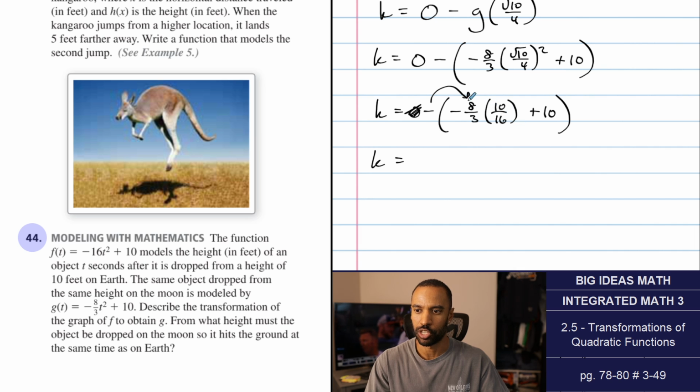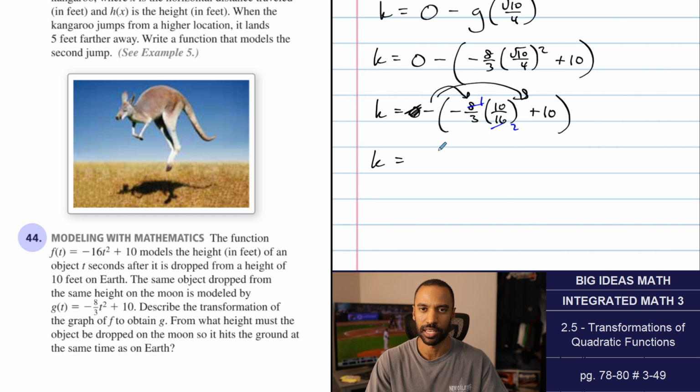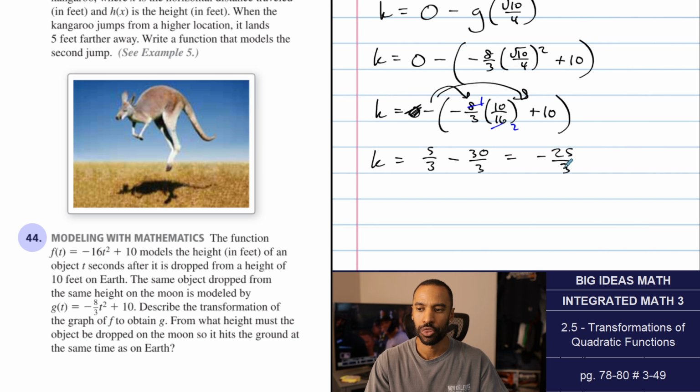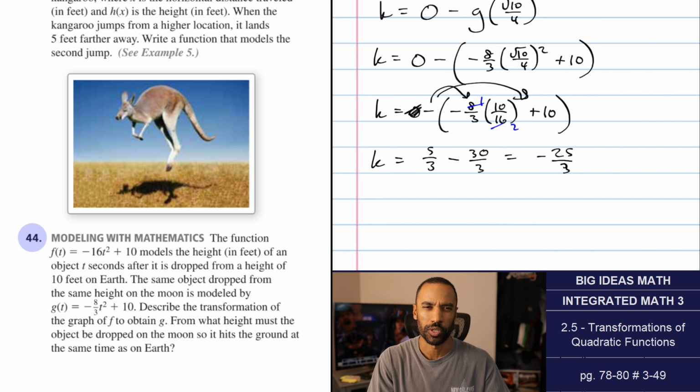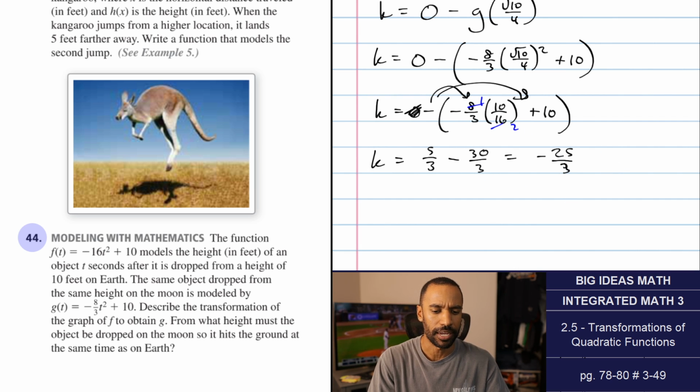Distributing a negative turns this one positive, turns that one negative. Now, 8/16 is 1/2. 1 times 10 is 10, 3 times 2 is 6, and 10/6 can reduce to 5/3. So this becomes positive 5/3 minus 10, and 10 is 30/3, which gives you negative 25/3. So K should be negative 25/3, which is also negative 8.3 repeating.